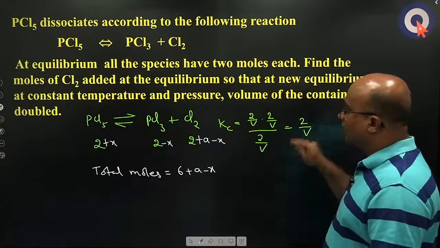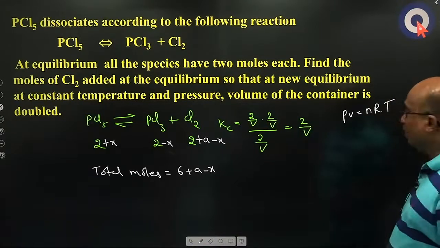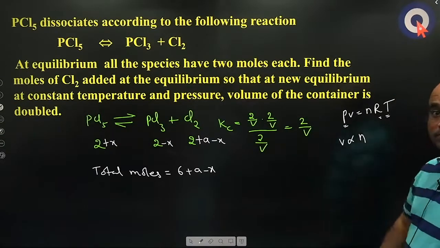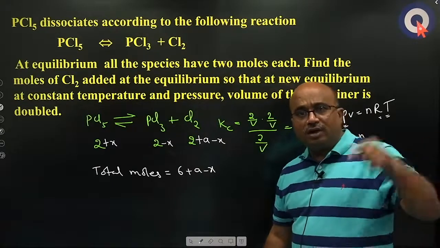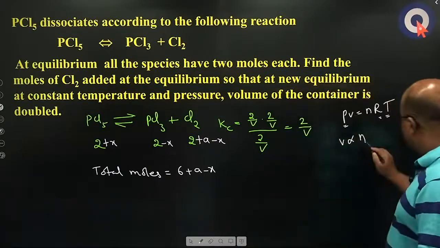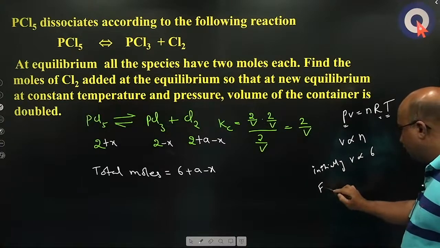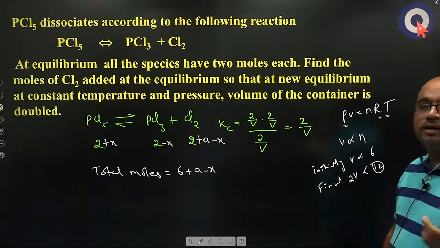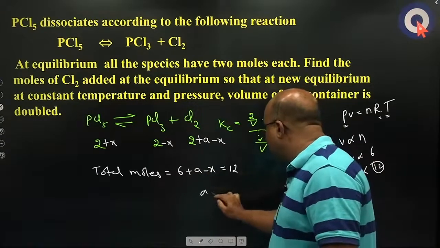So there is one twist we use: the ideal gas equation, that is the equation of state, PV is equal to nRT. Pressure and temperature are anyhow constant, so volume is directly proportional to moles. When there are initially 2 moles of each one, we had a volume of V. Now when the volume becomes double, the total number of moles should also become double. When the volume is V, it is 6. At the final situation, at 2V, it should be 12. It should become double. So the total moles at equilibrium, this 6 plus A minus X, is equal to 12. That means A minus X is nothing but 6.